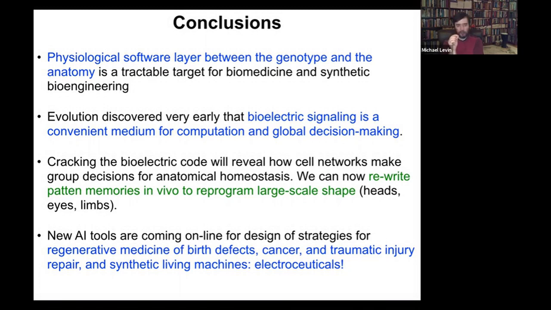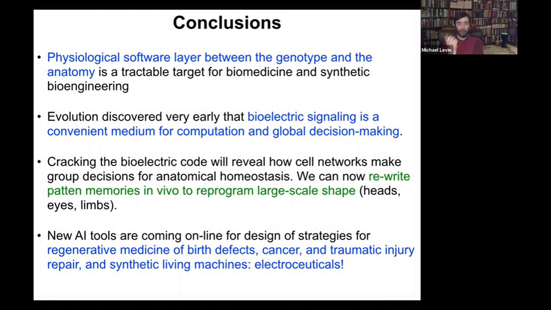Ion channels, especially the voltage-gated ion channels, are basically voltage-gated current conductances. They're transistors, right? And that's a very powerful architecture that evolution found long before we did for forming feedback loops, memory circuits, and so on. And we think that cracking this bioelectric code can help reveal how cell networks make decisions in large-scale anatomy, not just how individual cells decide what type of cell they're going to be, but actually the real question of growth and form. Where do these complex patterns reside?